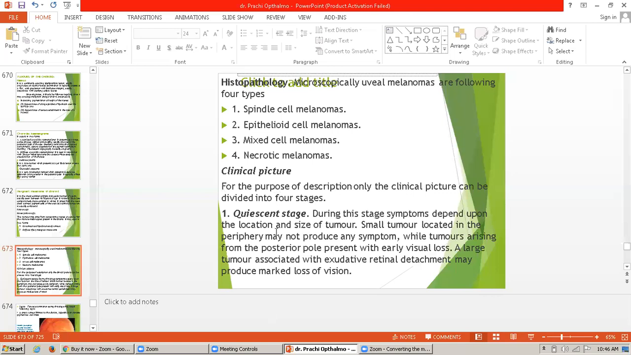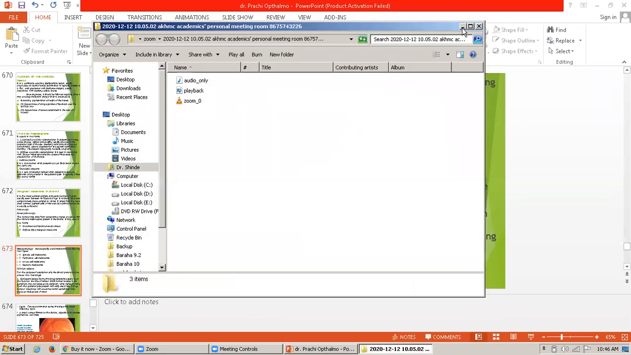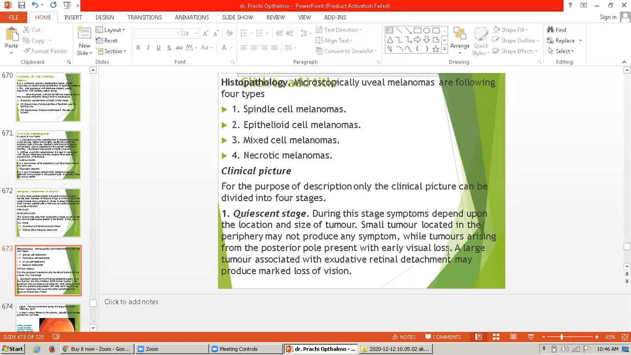So, the clinical picture shows this is the quiescent stage. In that, symptoms depend upon the location and the size of the tumor. The small tumor located in the periphery may not produce any symptom, while the tumors arising from the posterior pole present with early loss of vision, and a large tumor associated with exudative retinal detachment may produce a marked loss of vision.